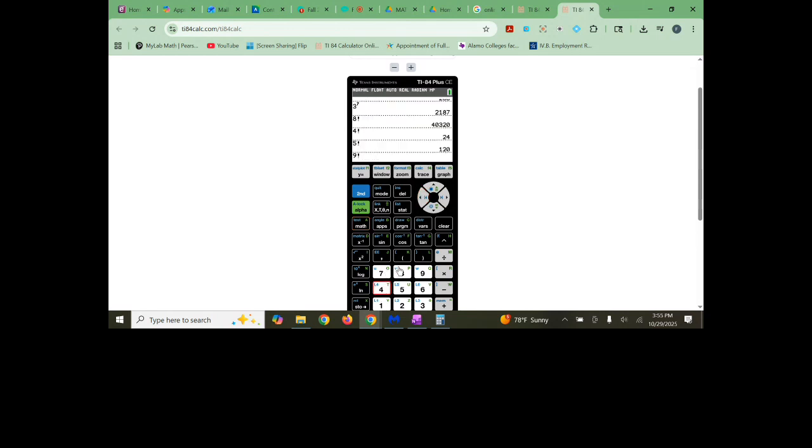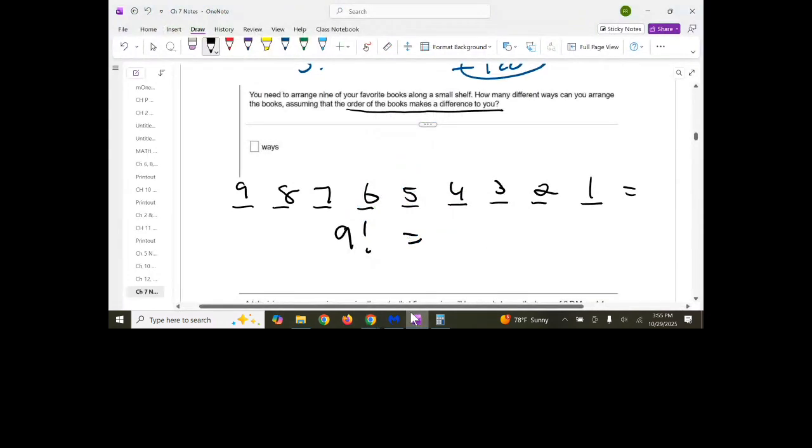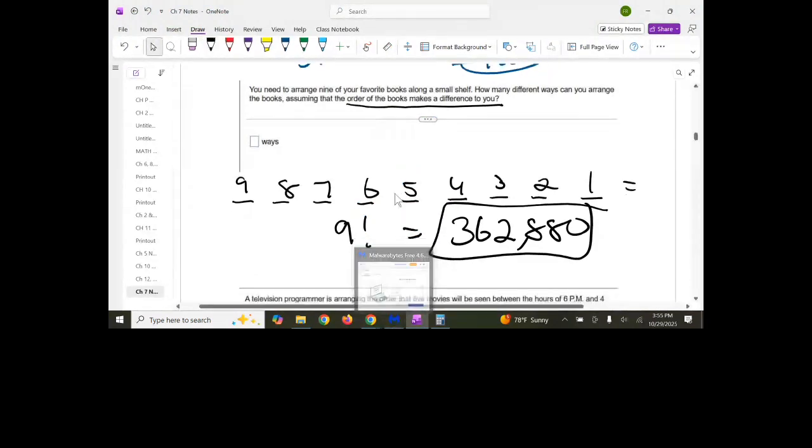Hit your PRB, hit number 4 so you can get to that factorial. Hit enter, and I'm coming up with 362,880. 362,880. Boom. There we go. Okay.